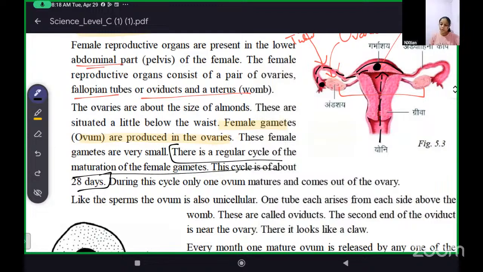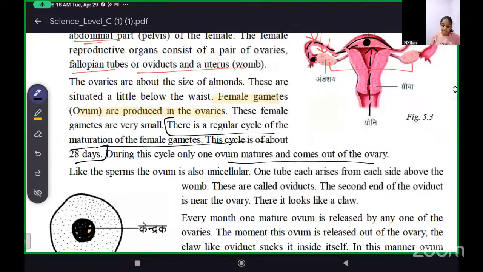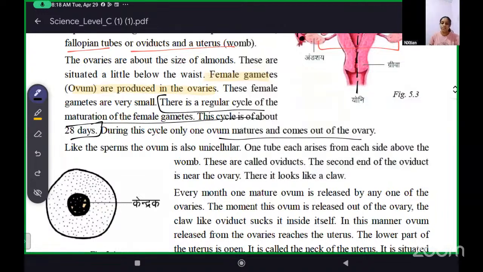Only one ovum matures, like one egg, it matures and comes out of the ovary. And this is also unicellular. Like sperms, the egg is also unicellular.